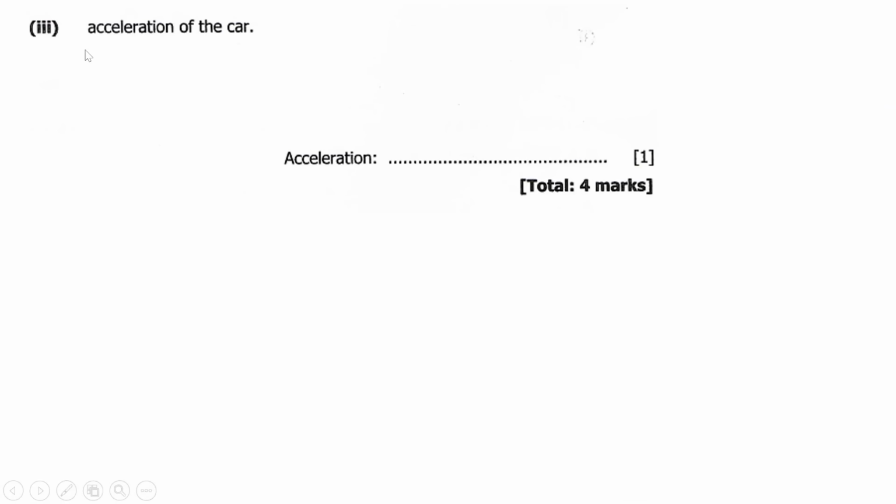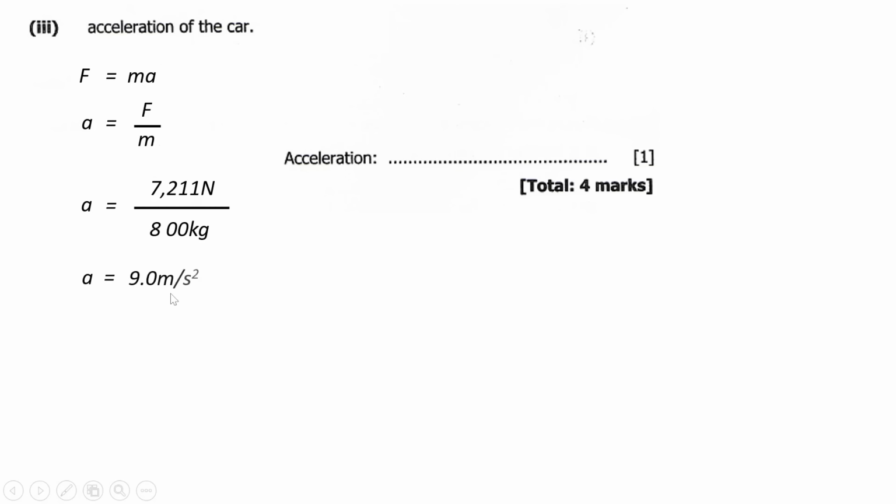Then part 3 says acceleration of the car. So the acceleration of the car: force is equal to mass times acceleration, so acceleration is equal to force divided by mass. Now acceleration is equal to the force we have found as 7211 Newton over the mass, which was found to be 800 kg. So if you divide here, acceleration is going to be 9.0 meters per second squared. So you put your answer there. We move.